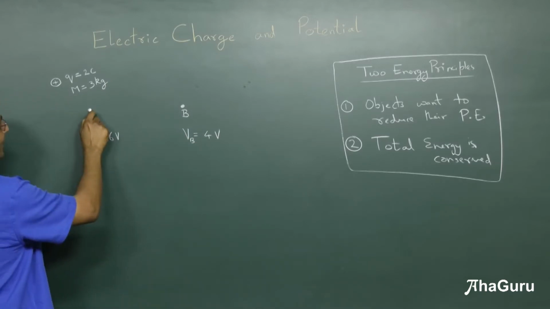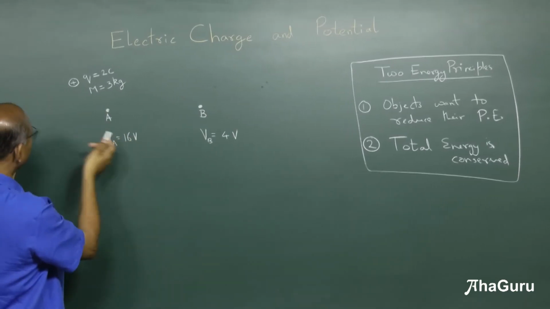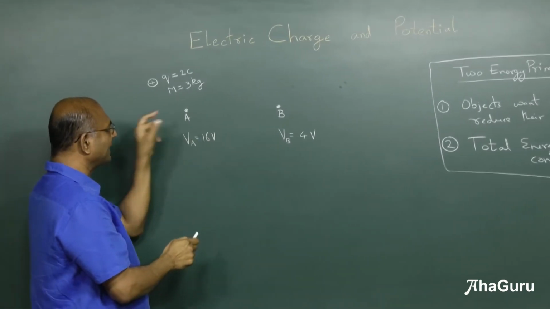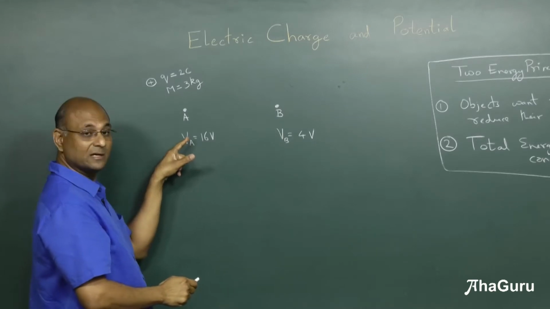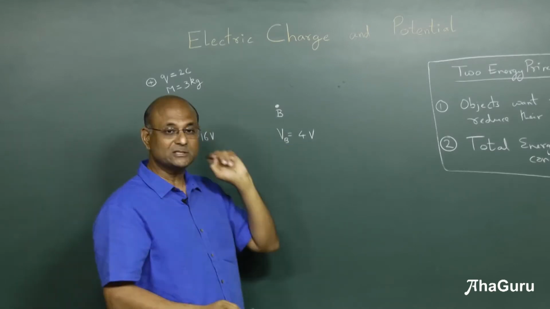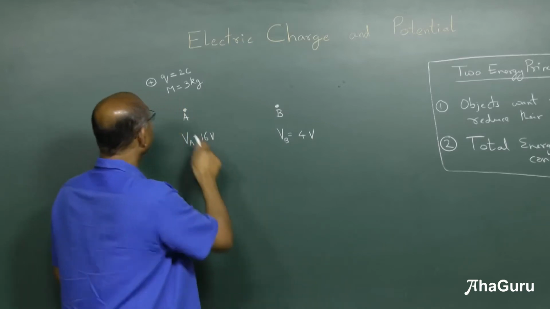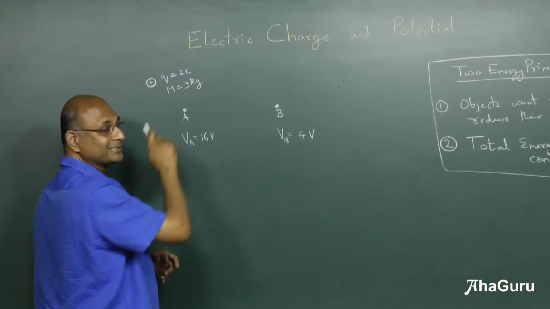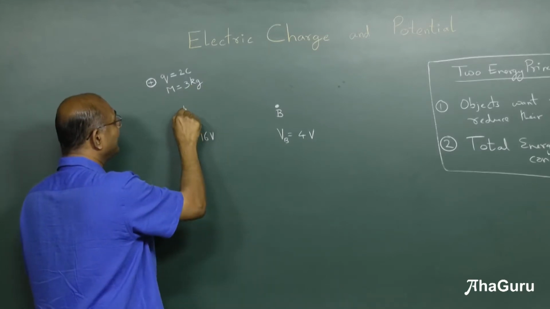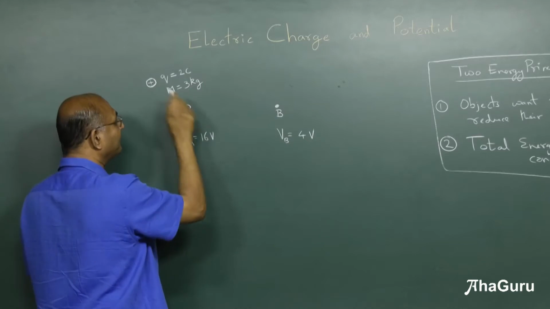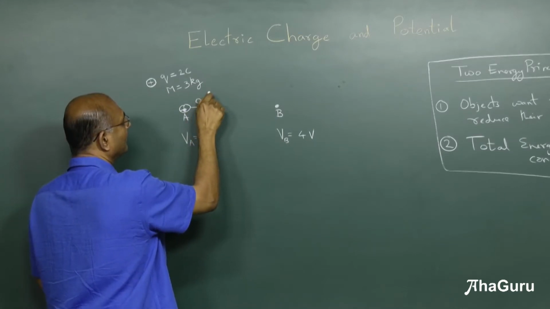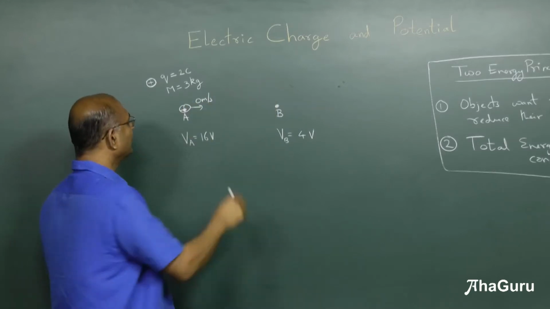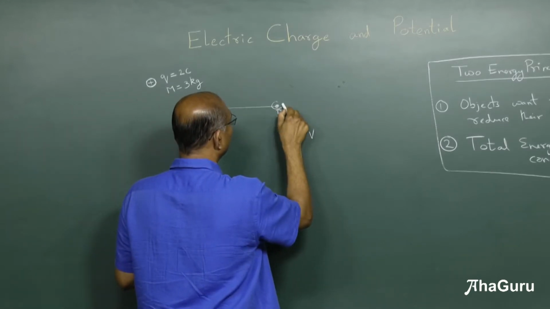Okay, there are 2 points A and B. For some reason, maybe because there are some charges here and there, I don't know what, but for some reason at A, the electric potential is 16 volts. At B, the potential is 4 volts. If I took a particle which has a charge of 2 coulombs and mass of 3 kg, and I keep that charge here and I leave it from rest, and let us say that I allow it to move from A to B. So that means it's going to move from A to B.